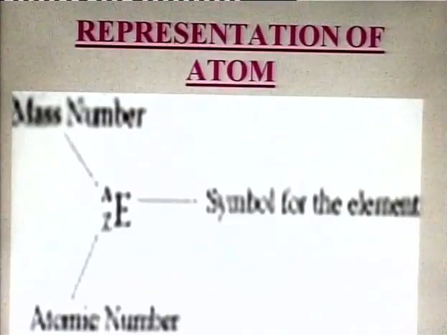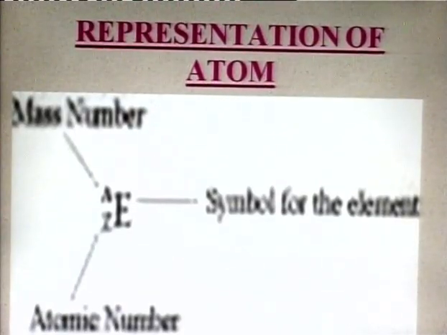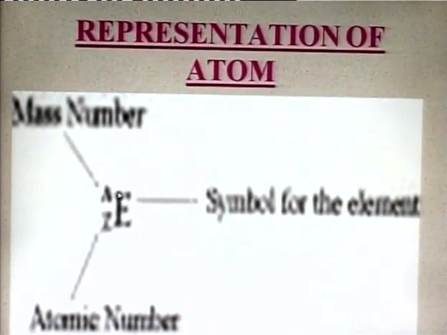So, in this way, as we know, atomic number is equal to the number of protons and mass number is equal to the sum of the protons and neutrons. By applying this fact, we can also find out the number of protons, electrons and neutrons in any element, and this is the representation. So, what is the representation of an atom? E is the symbol of the element, A is the mass number, taken as superscript, and Z is the atomic number.